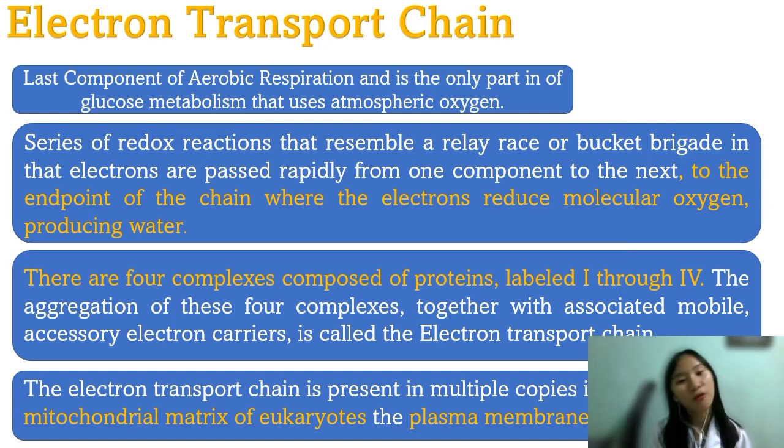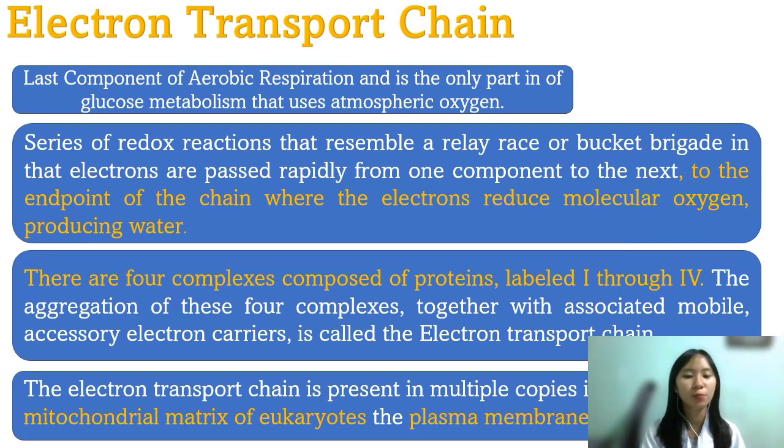We have 4 complexes composed of proteins labeled 1, 2, 3, 4. Later we will see the diagram of the electron transport chain and what these 4 complexes are. The aggregation of these 4 complexes together with associated mobile and accessory electron carriers is what is called the electron transport chain.